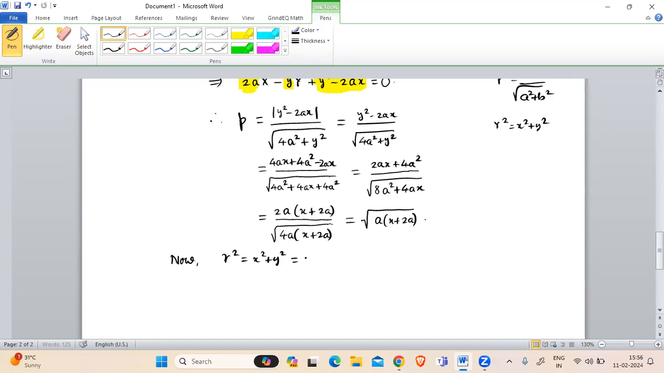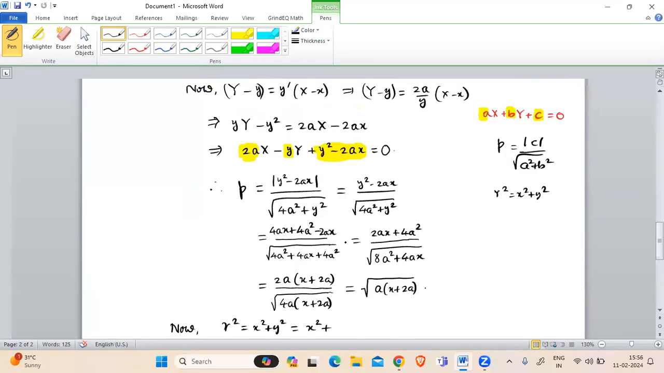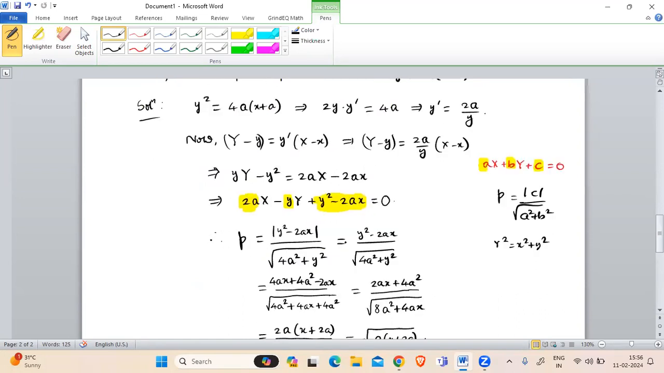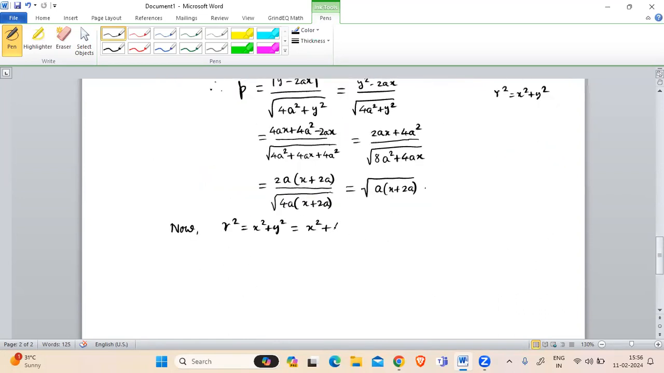And in this, I'll substitute for y square. What is y square? y square is 4a into x plus a, right? So this will be 4ax plus 4a square. Okay. Now this is effectively x square plus 4ax plus 4a square, which is simply x plus 2a the whole square. Okay. Now I'll call this equation 1, and I'll call this equation 2.